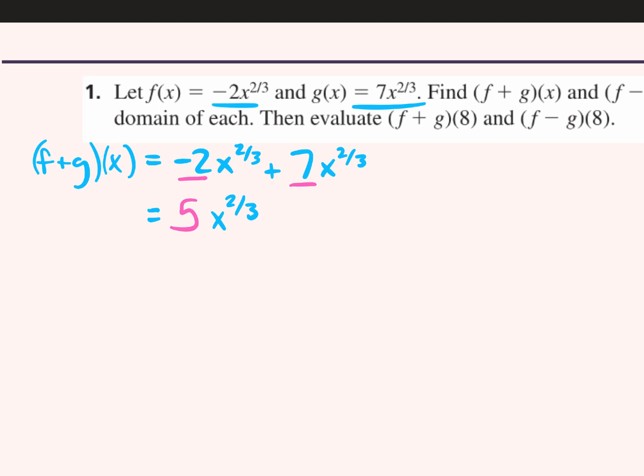Let's find f plus g of 8 now. So I need to plug in 8 into x. So I have 5 times 8 to the 2/3 power. So I need to evaluate what that 8 to the 2/3 power is. So what's my index? The index is 3, so that goes out front. The number up top stays on top. It stays as my exponent. So I have 5 times the cubed root of 8 squared.